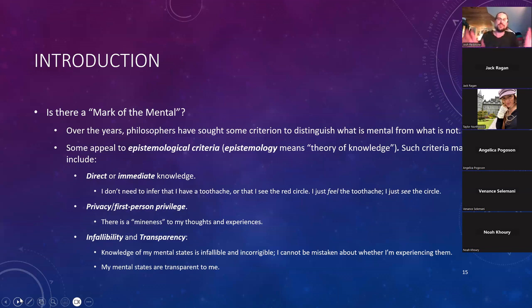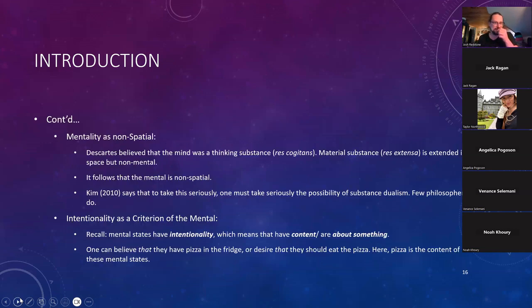Well, do you see why these are all epistemic, right? Because they all deal with knowledge of our own minds. So that's why they're all epistemic or epistemological criteria for marks of the mental. So that's the key takeaway here, I would say.